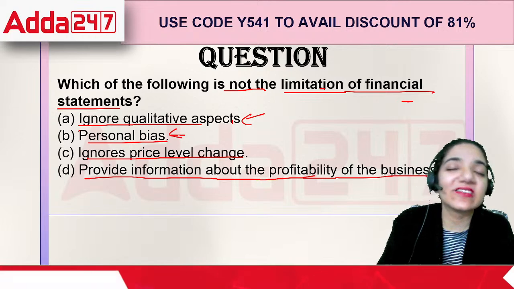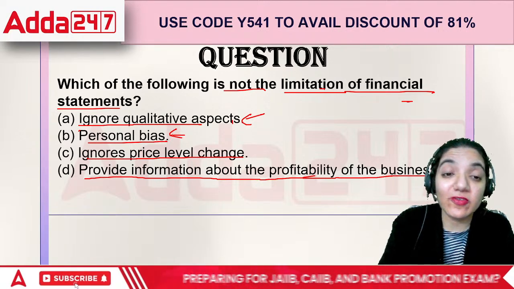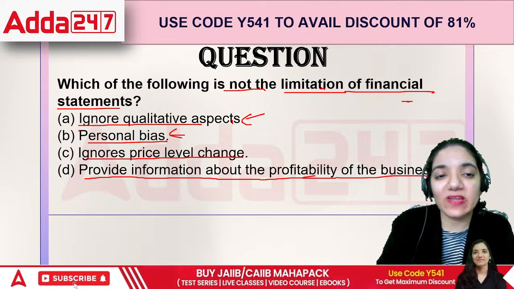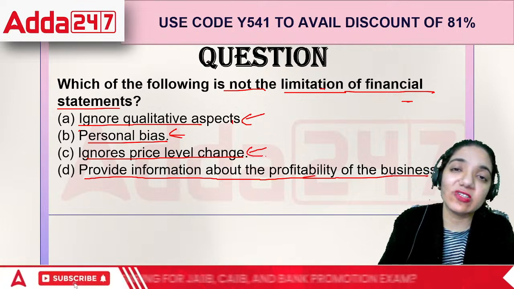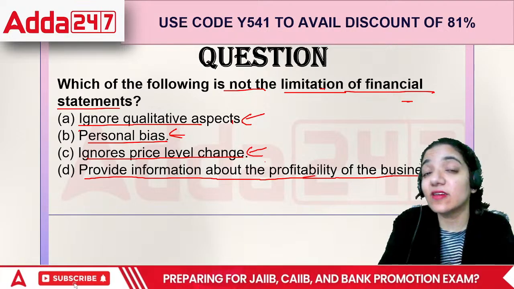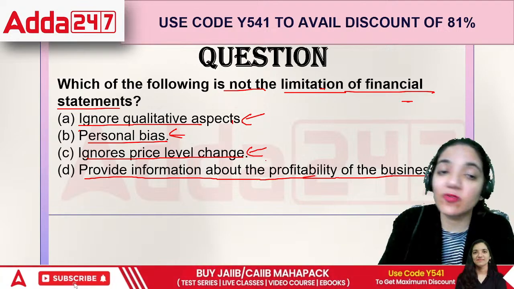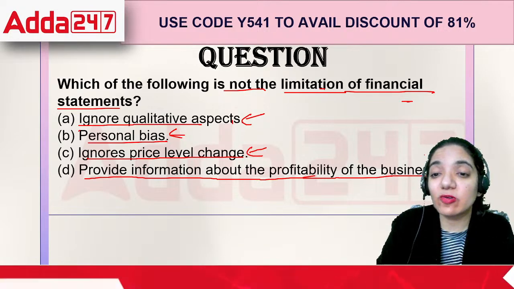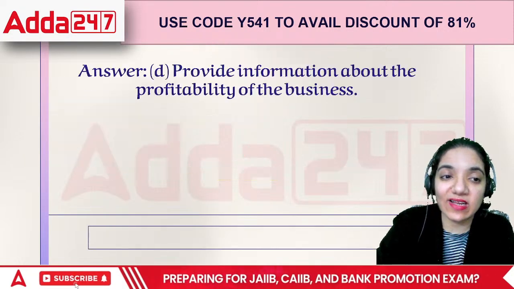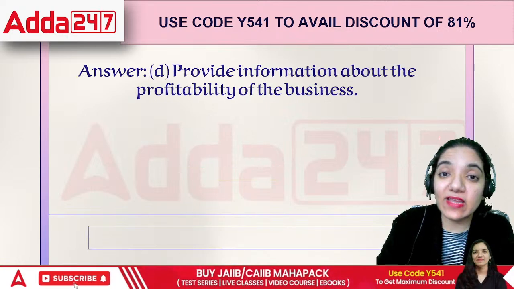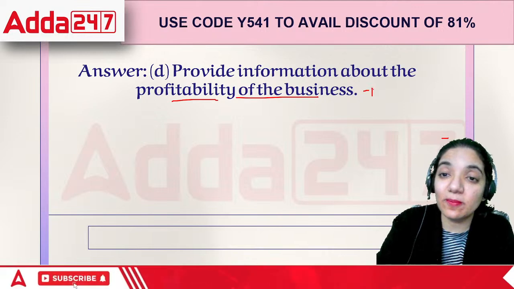Then personal bias is also there. People can manipulate the accounts as and when they want because they're looking at it from their point of view, not from the point of view of the government, right? It ignores price level change. Again, this also happens. We cannot include the price level changes because price changes every single day. If we start recording things at the price level, then we cannot continue recording at all. Provides information about the profitability of the business. That's a merit, not a demerit. So in this case, the correct answer is D. That's a merit.